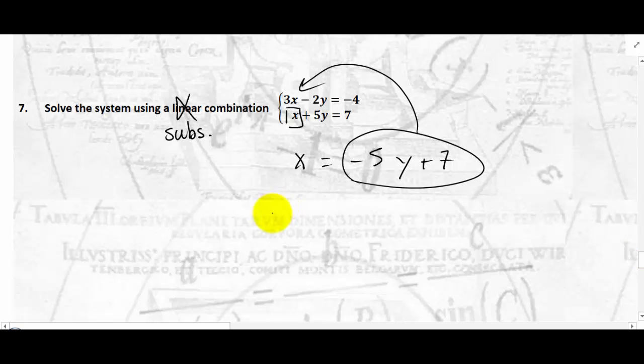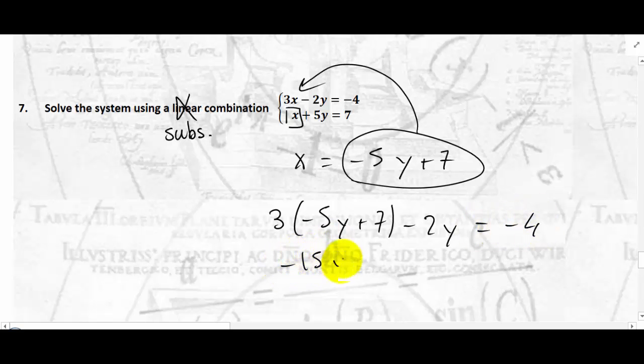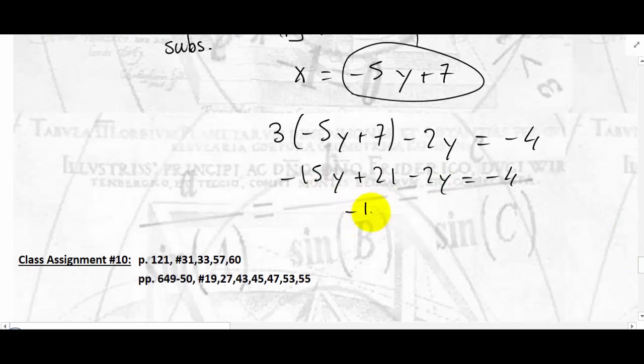So what do you find? 3 times negative 5y plus 7, minus 2y's, equals negative 4. Oh, sorry. I forgot my y's there. So you have negative 15y plus 21 minus 2y equals negative 4. So how many y's? Negative 17y's. Negative 17y's equals negative 25. y equals negative 25 over, sorry, positive 25 over 17.